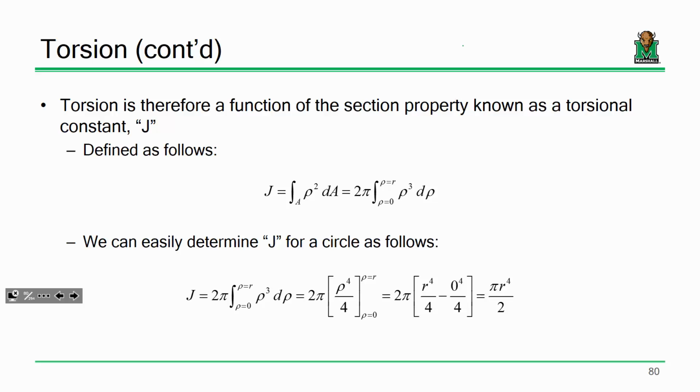But let me just say this real quick. If J is a relation, if you will, of torsional stiffness, how much something resists torsion, the moment of inertia is a measure of how much something resists bending. Just as A is a measure of how much something resists axial load. I mean, think about it like this. If I have a bar, the bigger A gets, the area, the tougher it is to stretch or contract. Make sense?